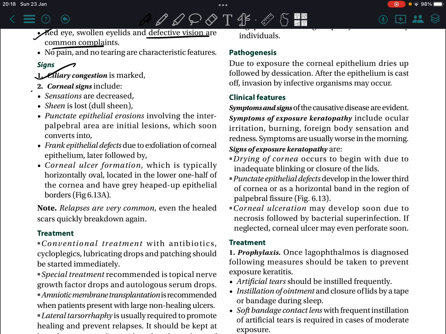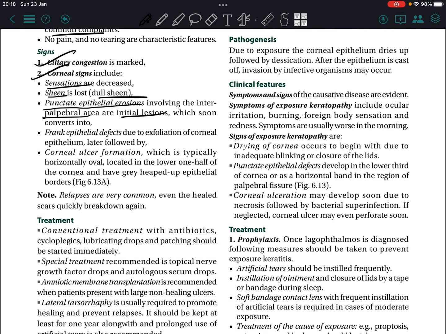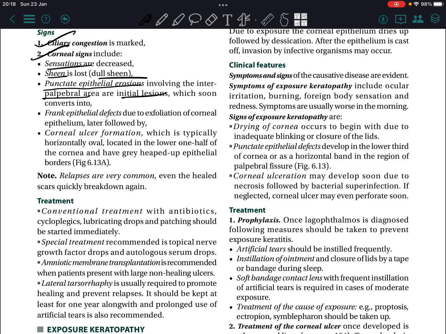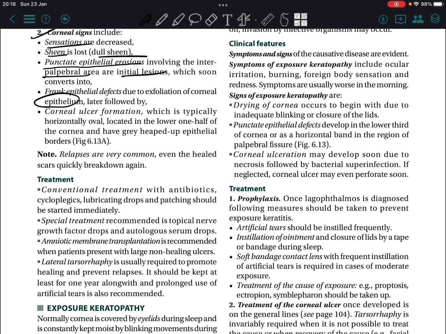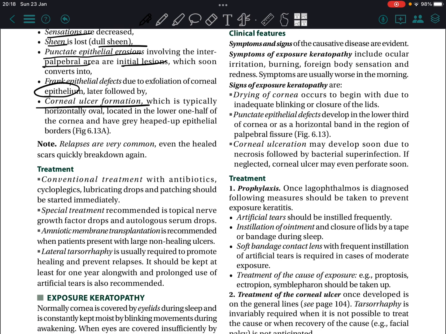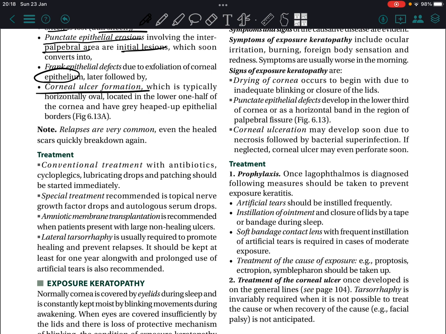Signs: ciliary congestion is marked. Corneal signs include loss of sensation, sheen is lost, punctate epithelial erosions involving the interpalpebral area as initial lesions, which soon convert into frank epithelial defects due to exfoliation of corneal epithelium, later followed by corneal ulcer formation, which is typically horizontal oval, located in the lower half of the cornea and has grey heaped up epithelial borders.